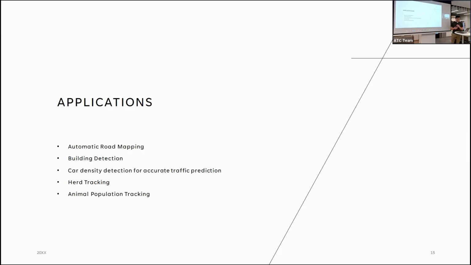If you want to track animals, let's say you're in the Kruger National Park and you want to track a herd as it's traveling through the park, or you want to track its population and you have satellite imagery of the park, you could maybe detect the herd, count the number of individual occurrences of animals and use that for herd tracking or population tracking.